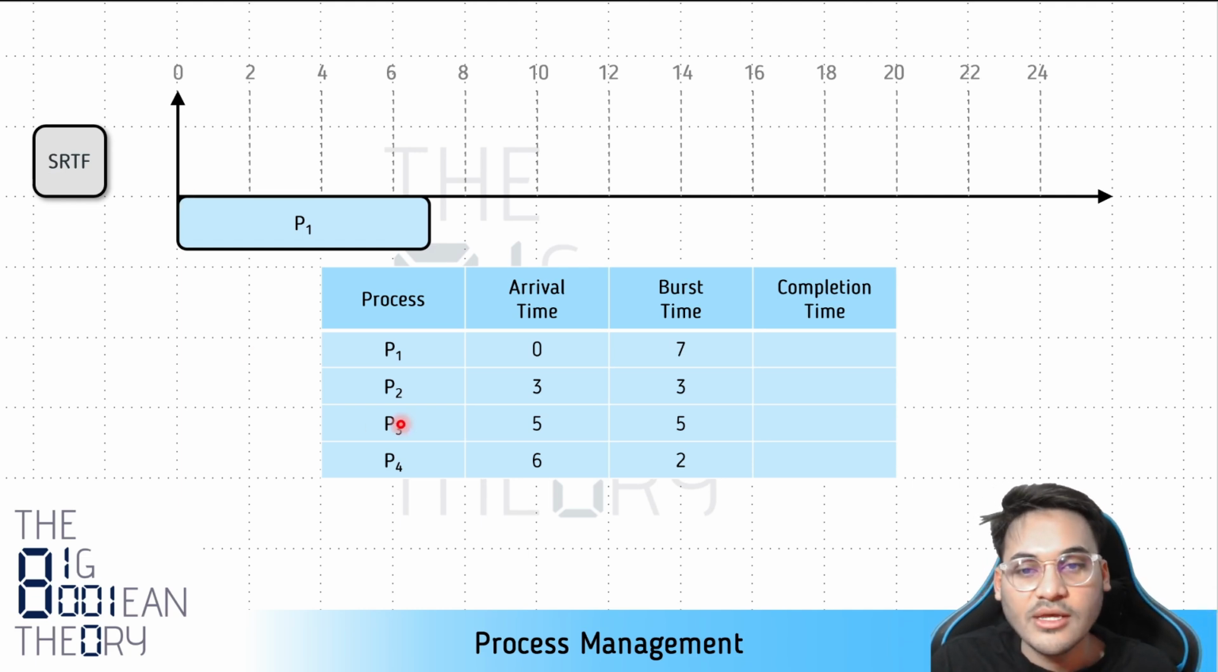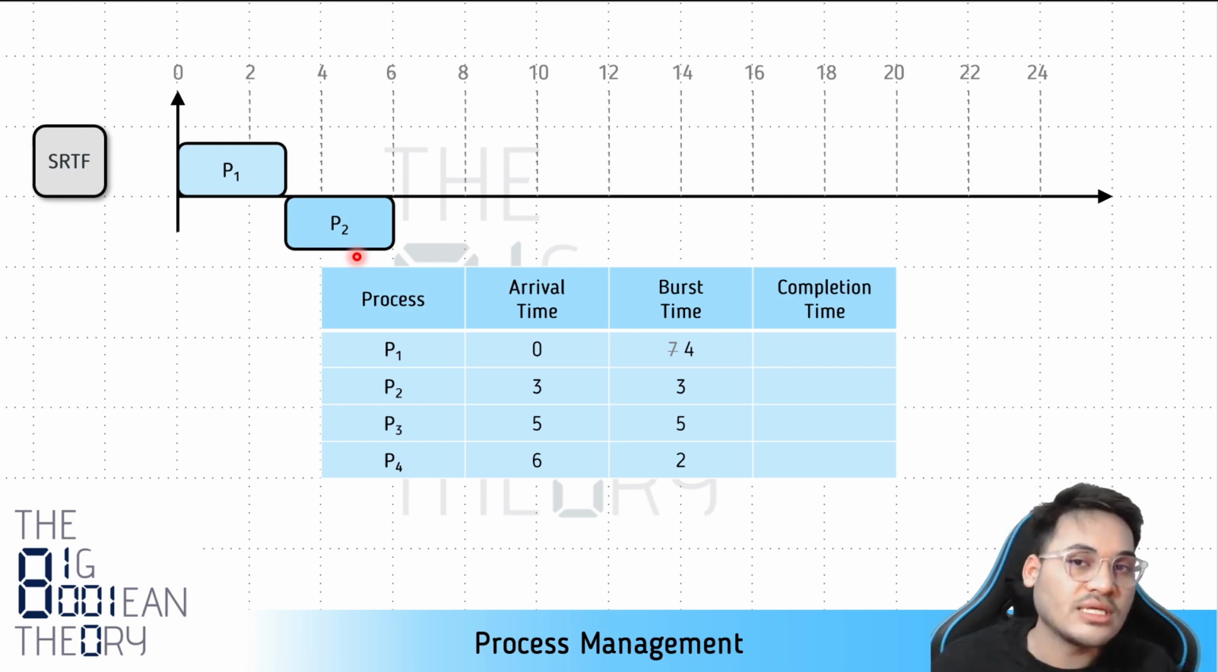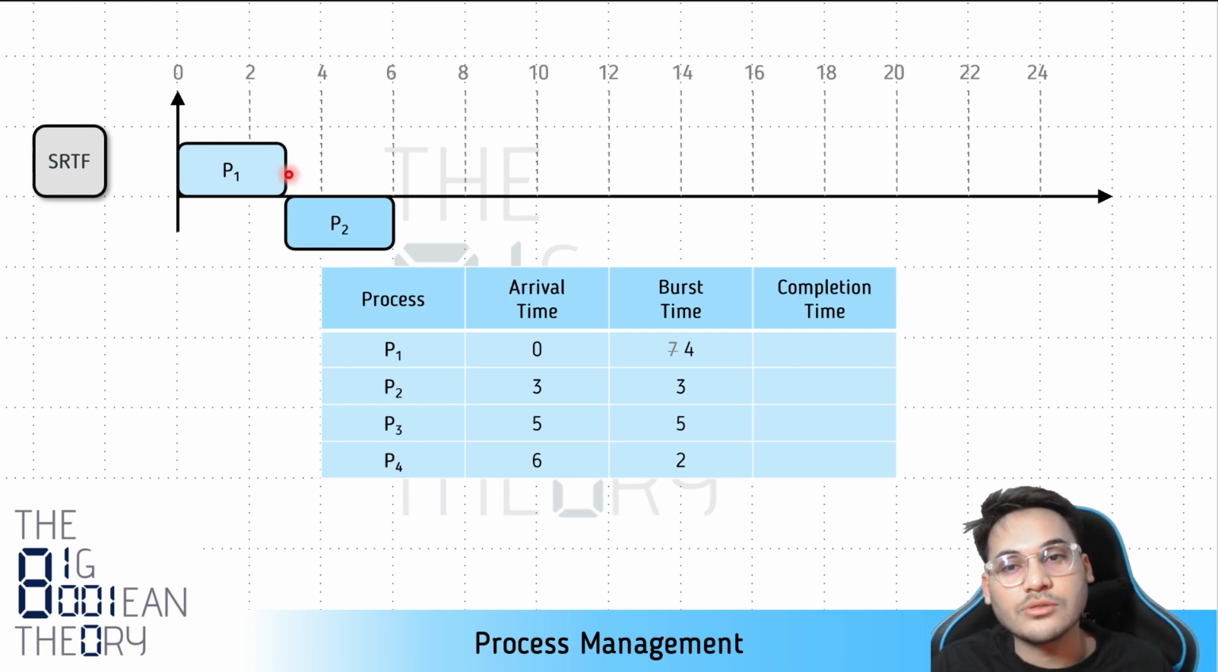So in simple words, the next process arrives at time instant t is equal to 3, right? And so from 0 to t is equal to 3, P1 will execute on the CPU. And at t is equal to 3, when P2 arrives, we have two processes in the system. From 0 to 3, there is only P1, so we are sure that this is the only process.